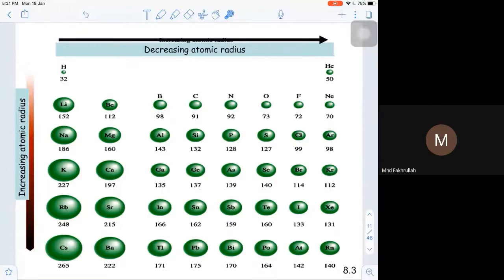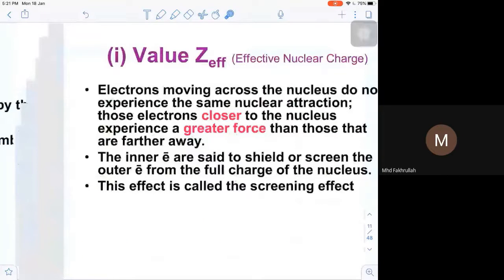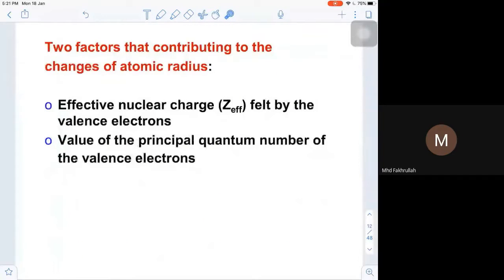So you have to be able to explain why these two trends happen: why across the period decreases, and going down the group increases. There are two factors that determine the difference in the size of the elements. The first factor is the effective nuclear charge felt by the valence electron. Effective nuclear charge is actually the net charge felt. The net charge means the net attraction felt by the valence electron towards the nucleus.